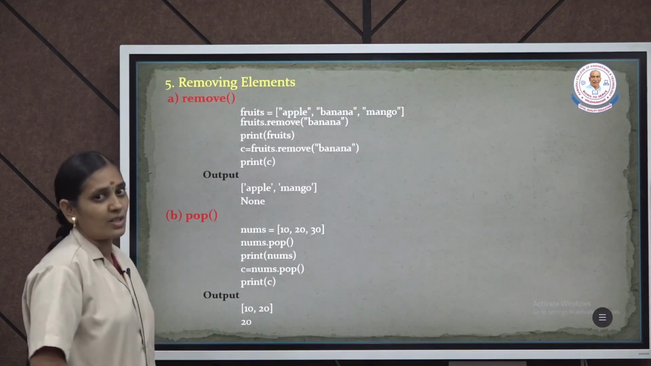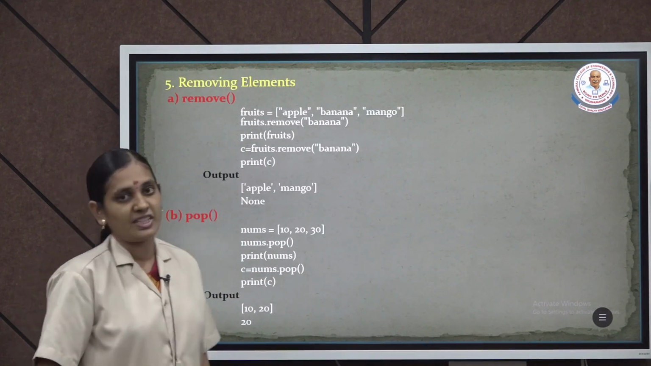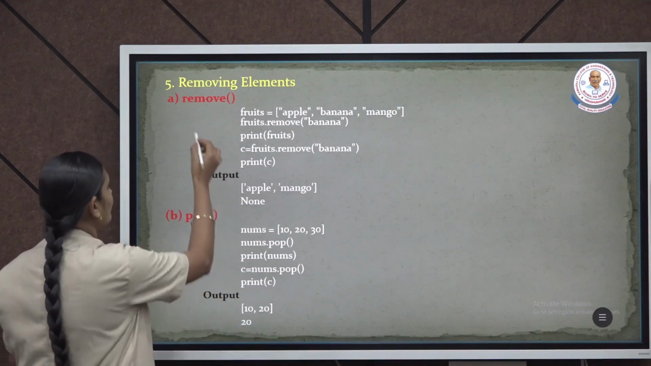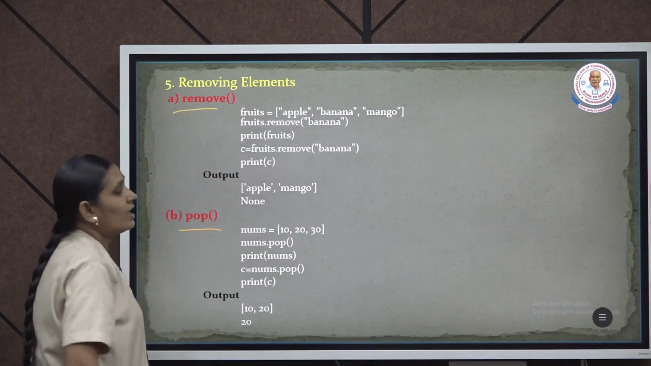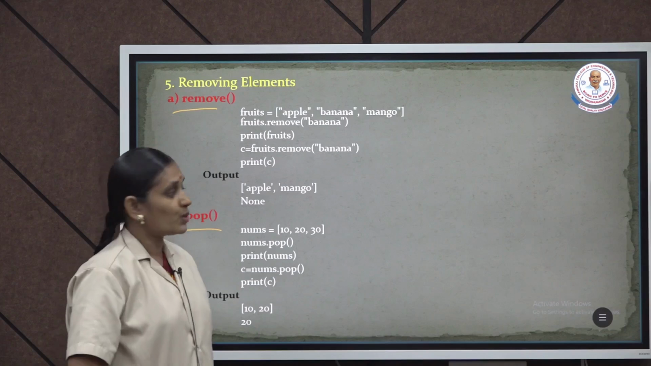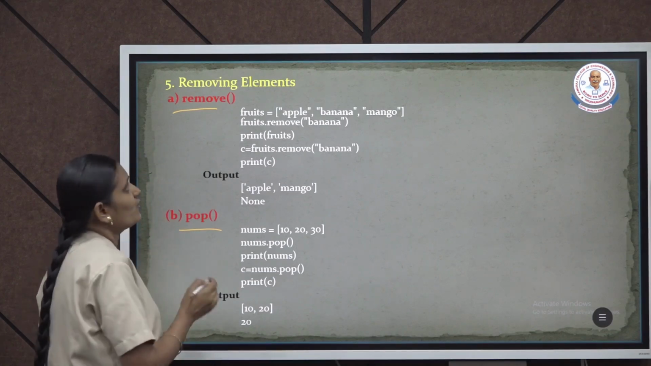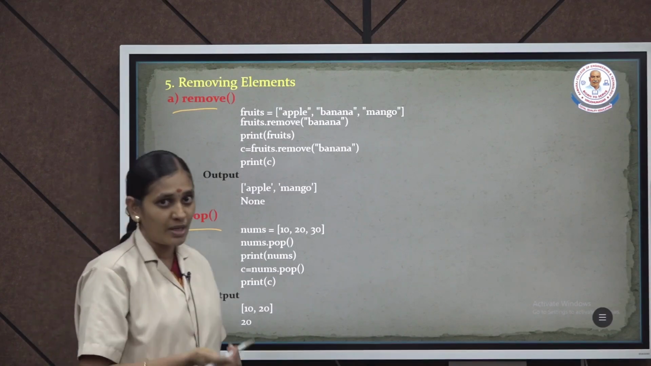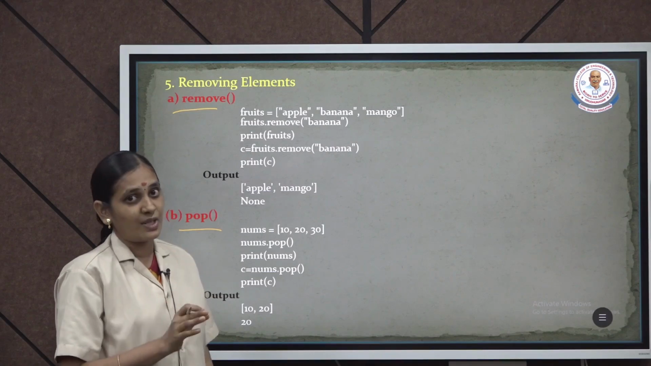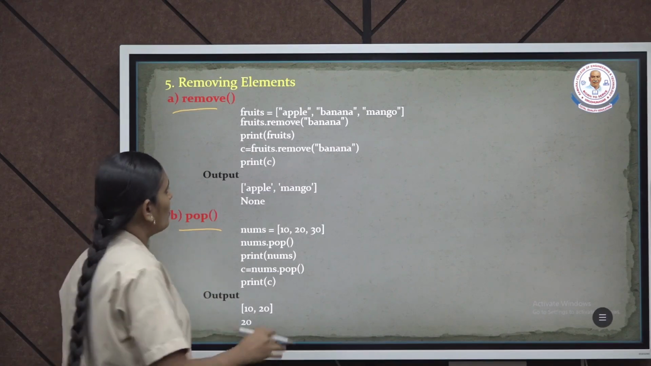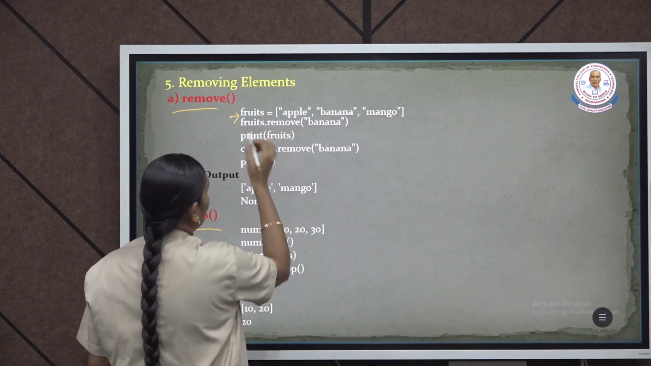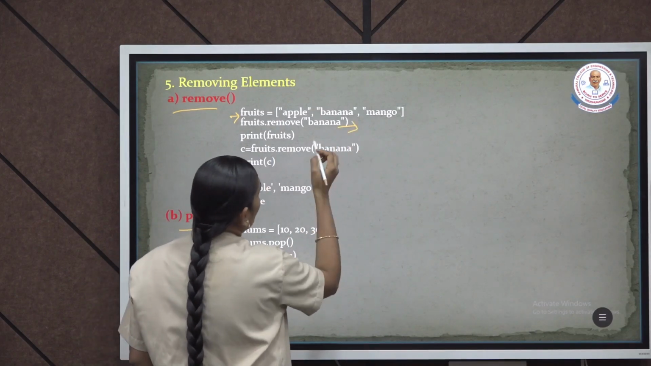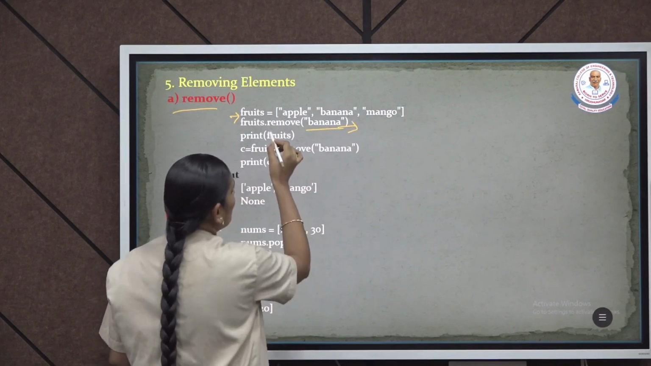And removing the elements. For removing elements we have built-in functions. So we have the remove keyword and the pop keyword, and we have the del keyword also. The remove function is used to delete an element by using not the index value, but the element name. So here we are trying to delete the banana value. We have called the remove function.